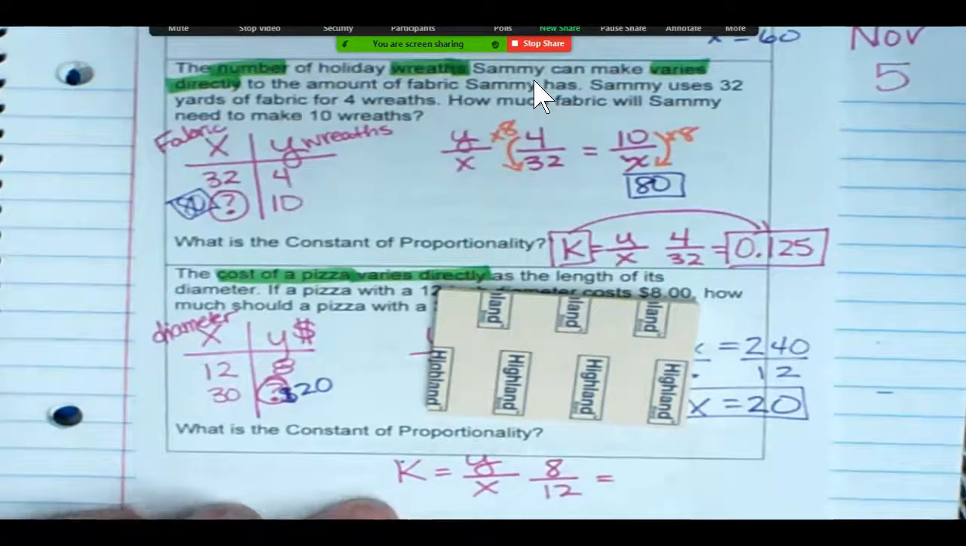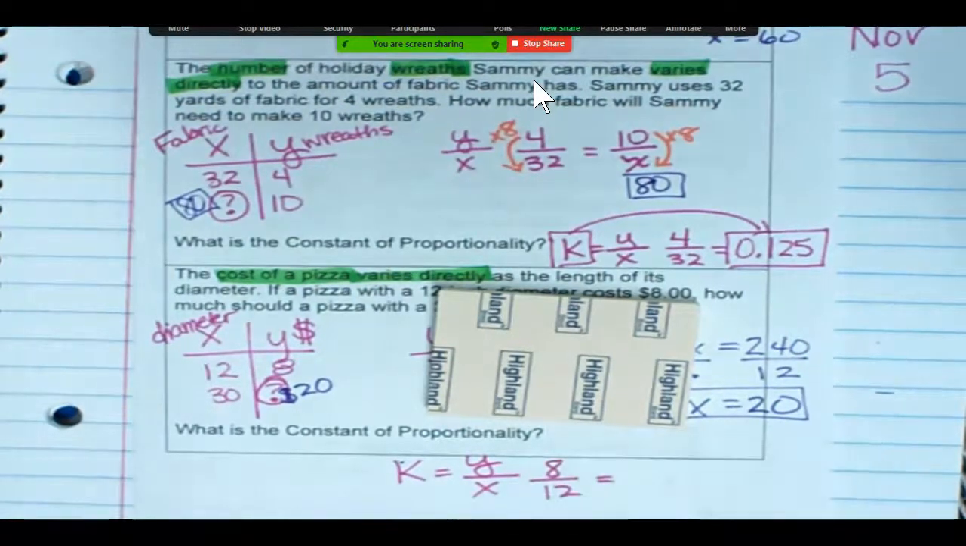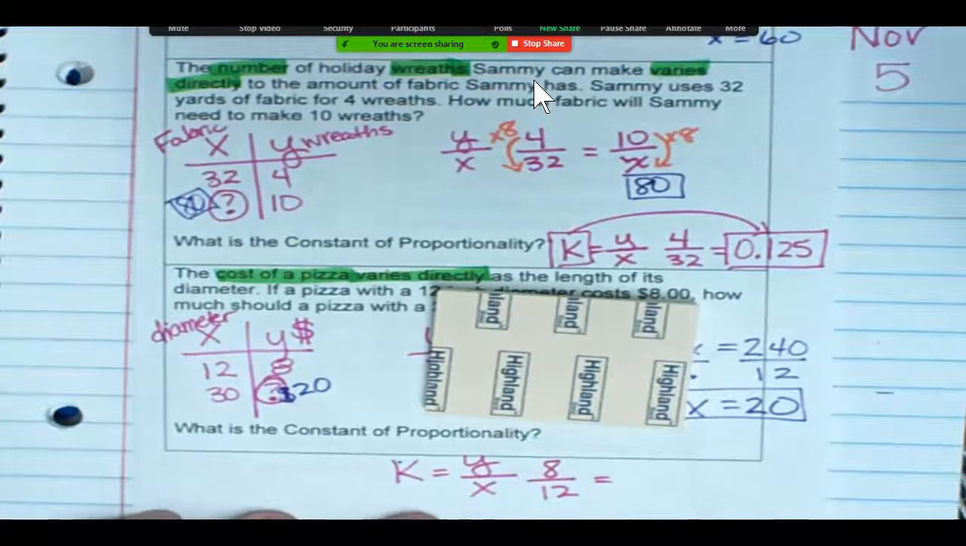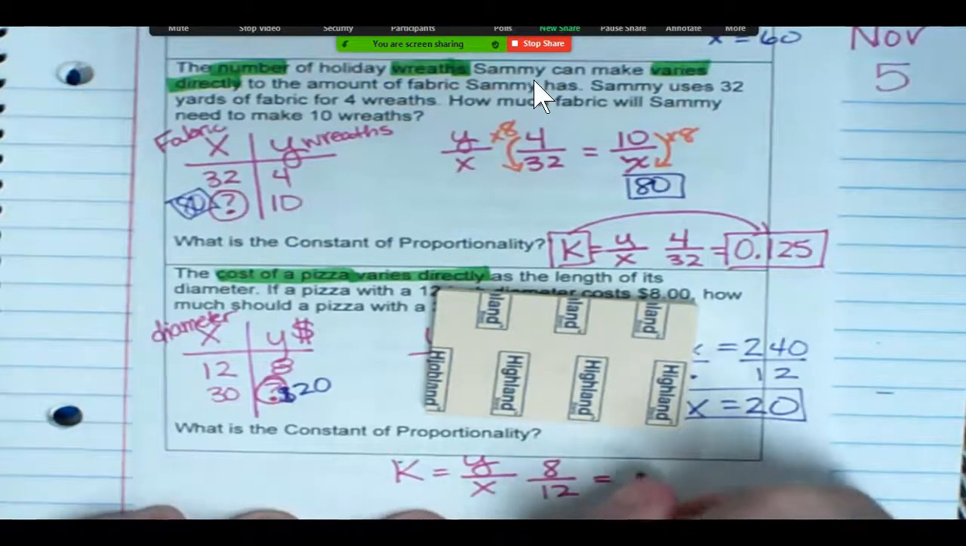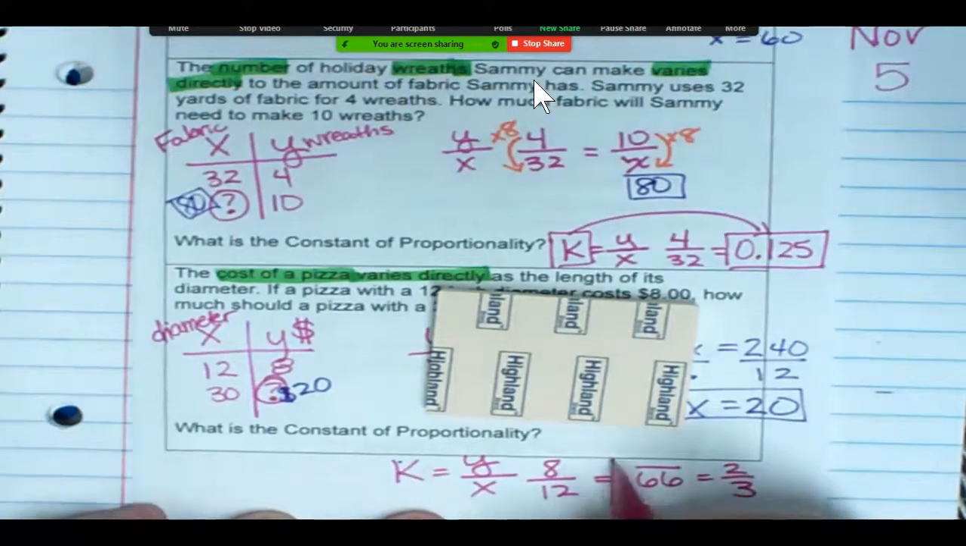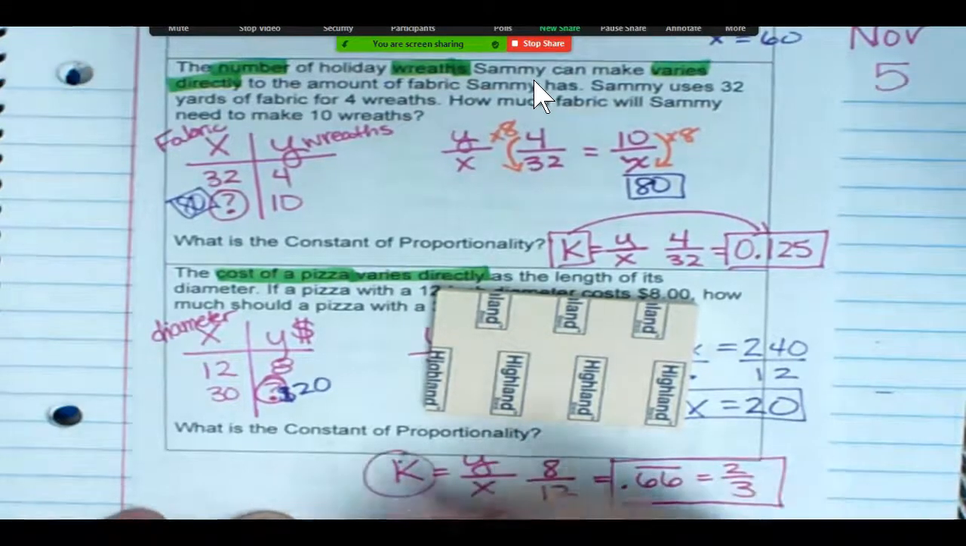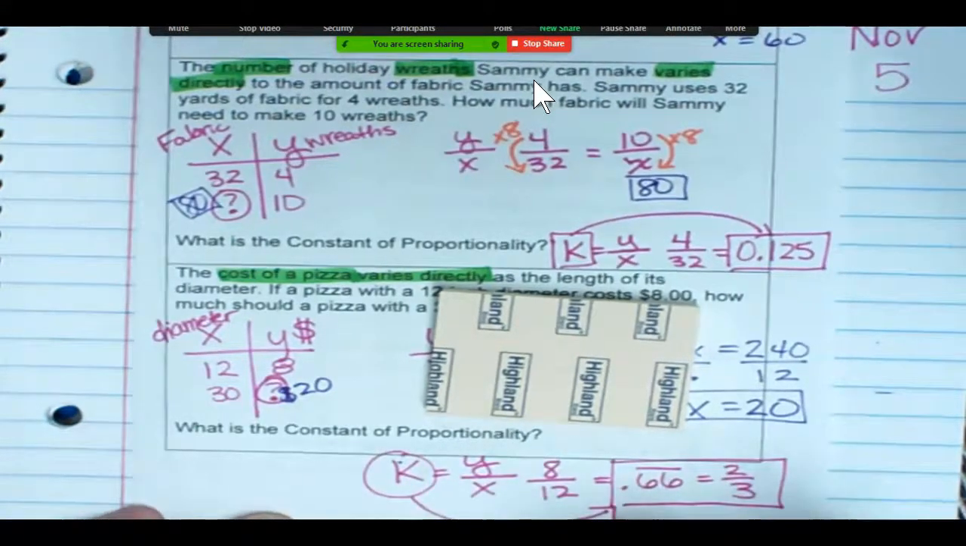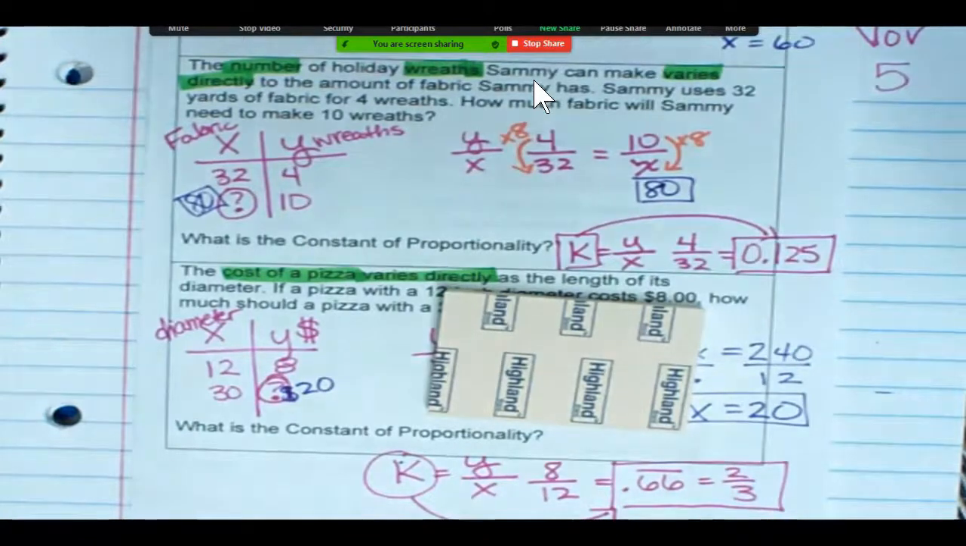What is that magic multiplier number? Constant of proportionality. What is 8 divided by 12? So 0.66 repeating. That's my decimal answer. What about, because it rounded it, what if it was a fraction answer? What is 0.66 repeating as a fraction? 2/3. So my constant of proportionality could be listed as either of those, depending if your answers were in decimals or multiple choice.